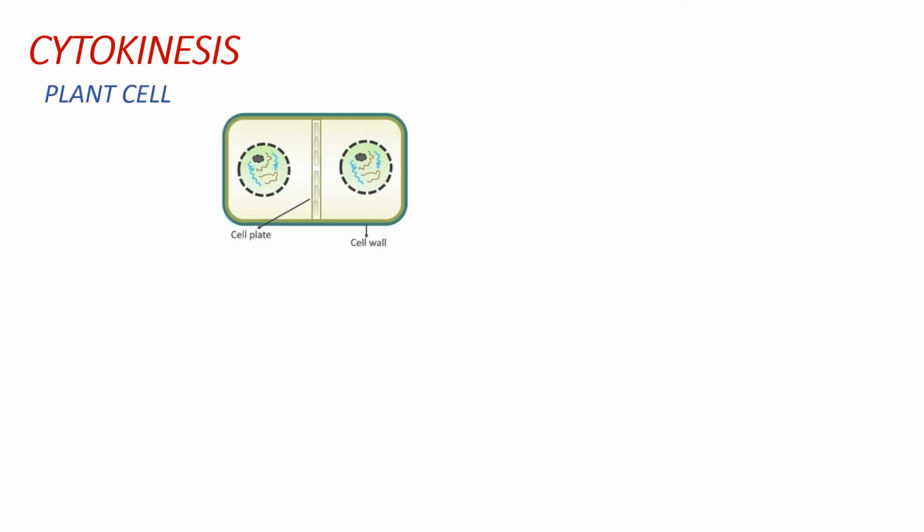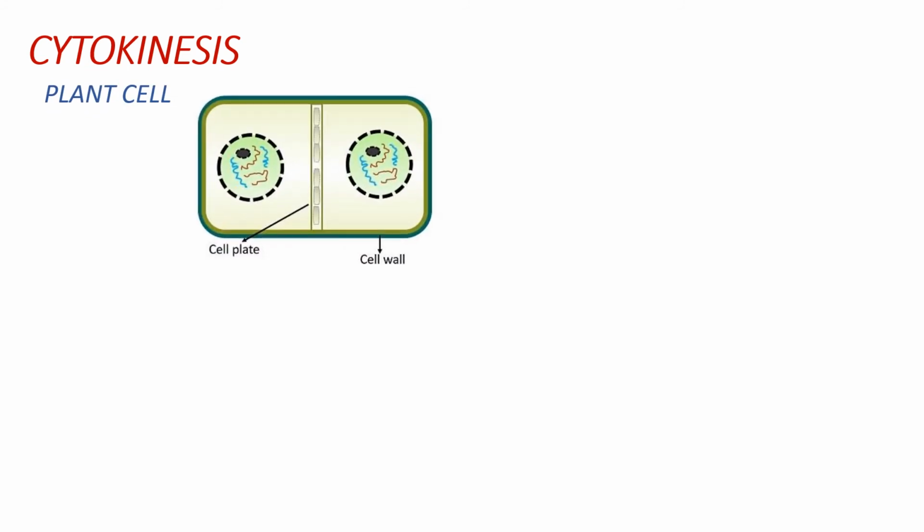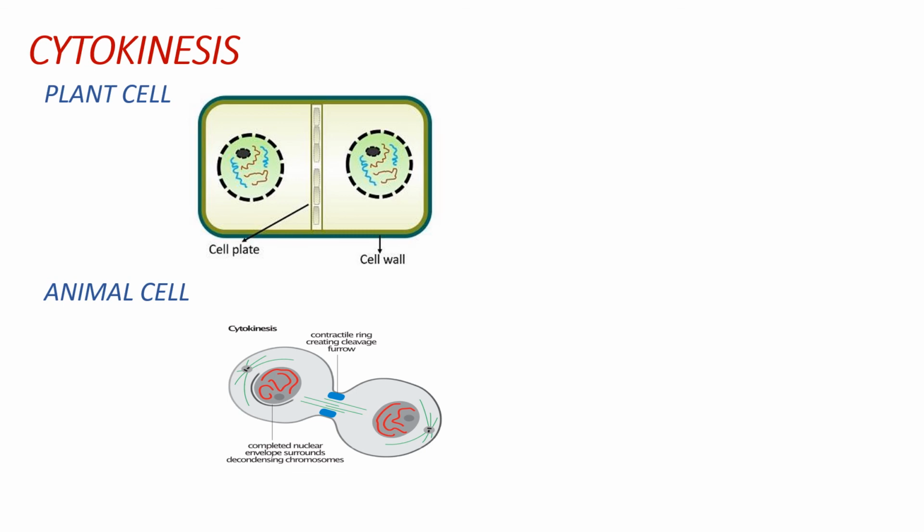Cytokinesis is different in plant cell and animal cell. In plant cell, a cell plate is formed in the center of the cell that grows towards the periphery and divides the cell into two daughter cells. And in the animal cell, a furrow grows from the periphery of the cell towards the center and divides the cell into two daughter cells. In these images, you can see the chromosomes in the nucleus have completely uncoiled and are no more distinct. With the completion of cytokinesis, there are two daughter cells that are similar to the parent cell. These are the products of mitosis.